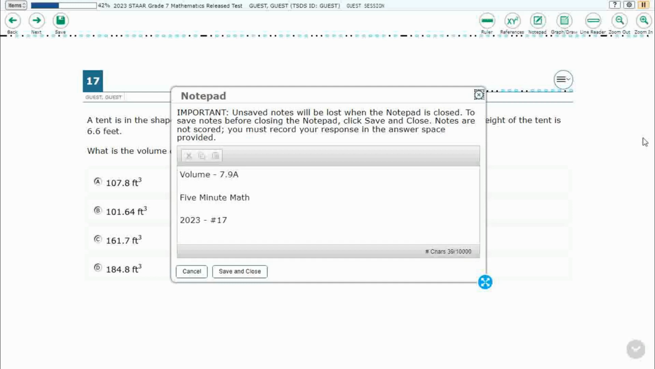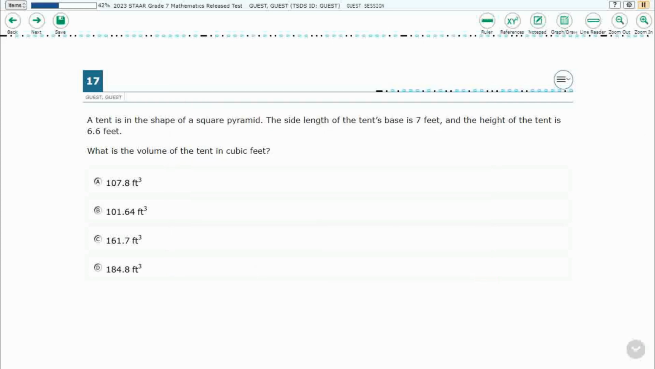Today we are looking at the 7th grade concept of volume. This is standard 7.9a in the great state of Texas, and we are using item number 17 of the 2023 released STAAR test. If you haven't done so already, please go ahead and take a moment to pause the video, work this problem out on your own, unpause it, and we will look at our answers together.